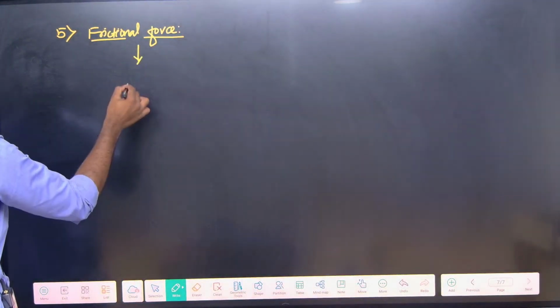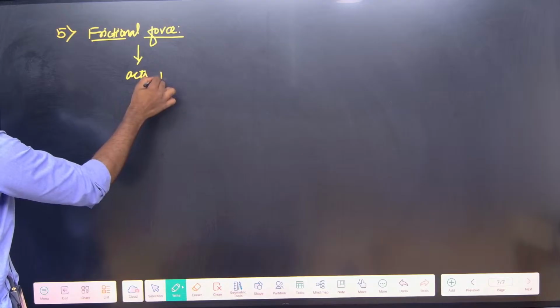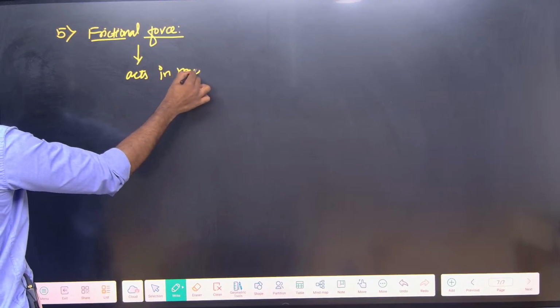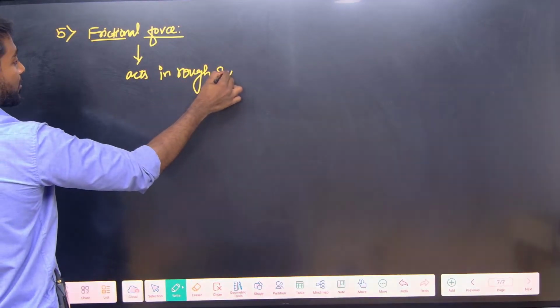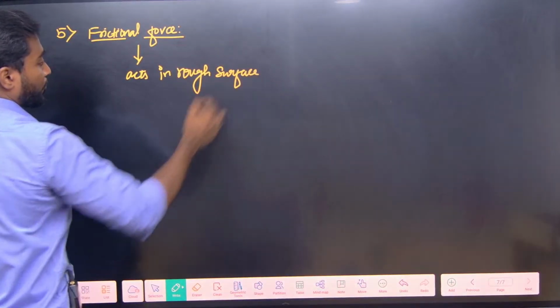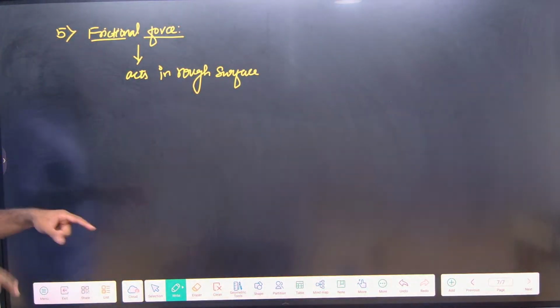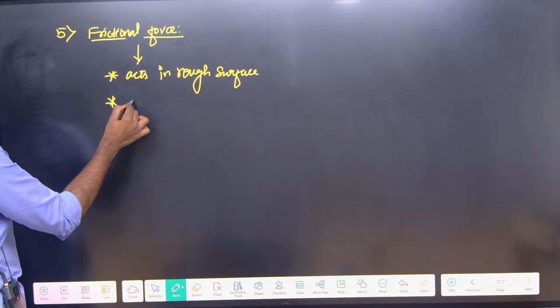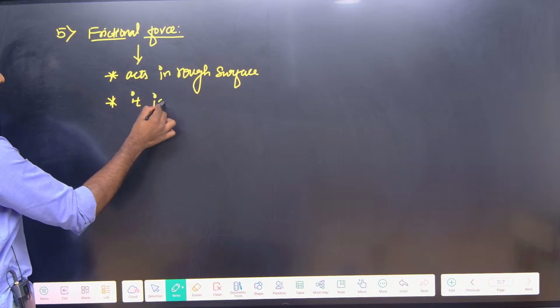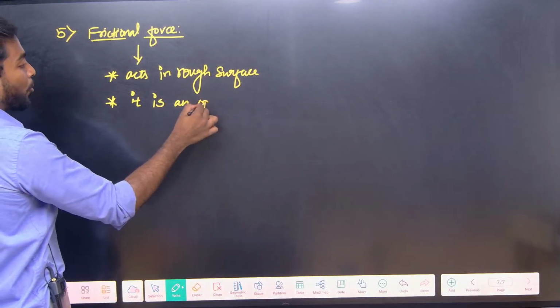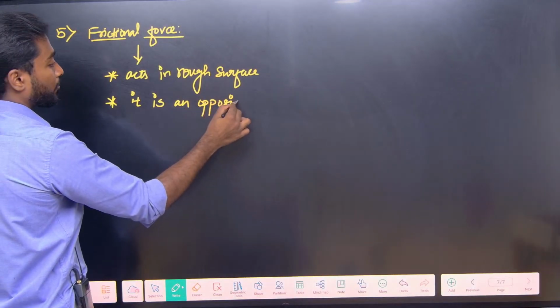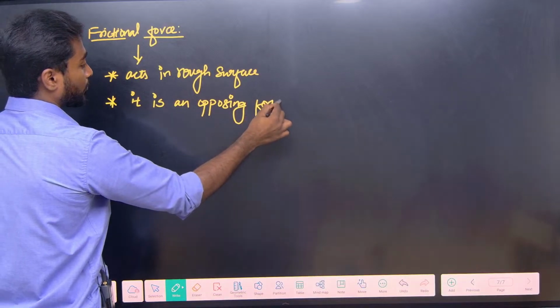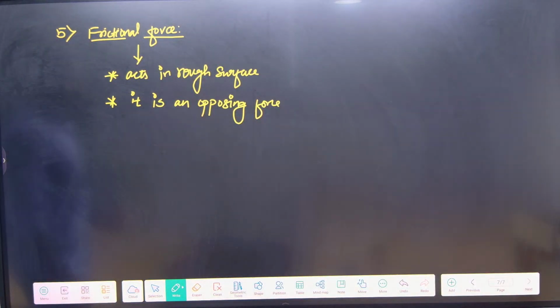Frictional force. So where does frictional force act? It always acts on a rough surface. So rough surface in the sense, frictional force is an opposing force. Acts on a rough surface. Second point is, it is an opposing force, right?